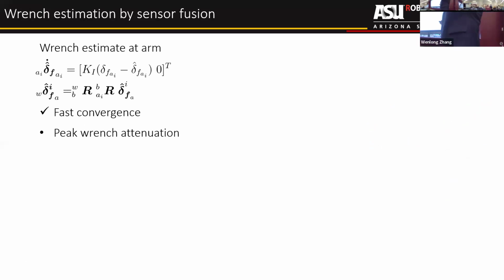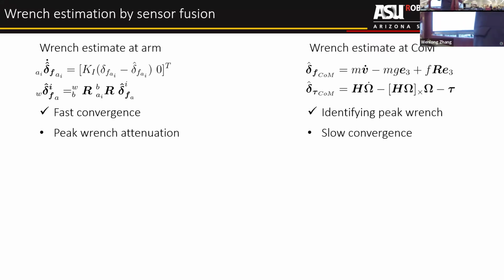And certainly there are issues. What we have observed is that you can run wrench estimation at the arm, and generally it has very fast convergence, which means the moment you have these forces, it takes less time for the wrench estimation to converge to a steady state and for you to know exactly how much the force is. On the other hand, the wrench estimation at the center of mass can really quickly identify the wrench, which means it allows you to get better timing. This allows you to know how large the force is.